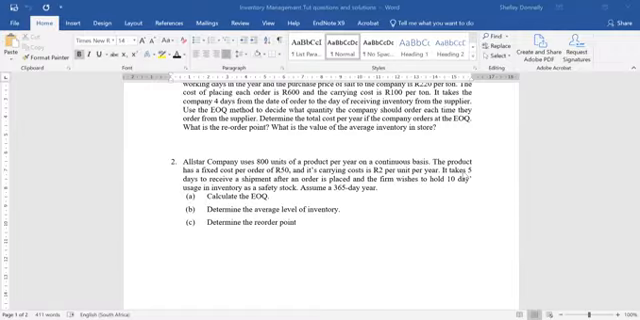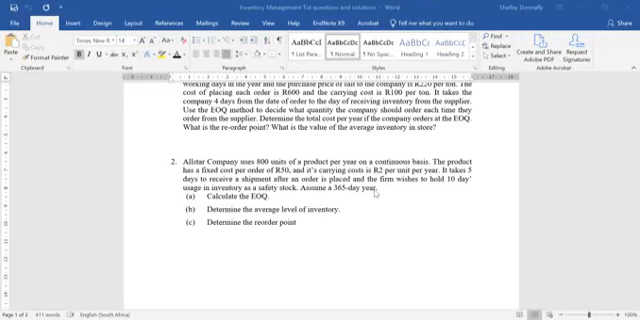It takes 5 days to receive a shipment after an order is placed, and the firm wishes to hold 10 days usage in inventory as a safety stock. So at all times, this particular firm wants to always have at least, at the bare minimum, 10 days worth of stock as a safety or sort of a buffer level of stock, so that in a crisis situation, they're never going to run out.